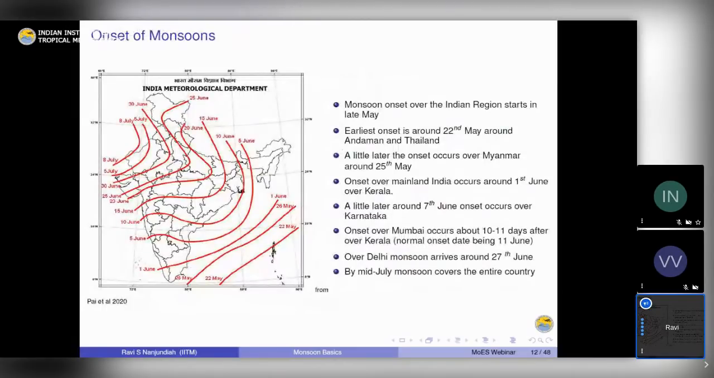So now let's talk of onset of monsoons, which should be happening very soon. And what we are seeing here is the picture of the onset dates, the new normal onset dates, which have been recently announced by IMD.